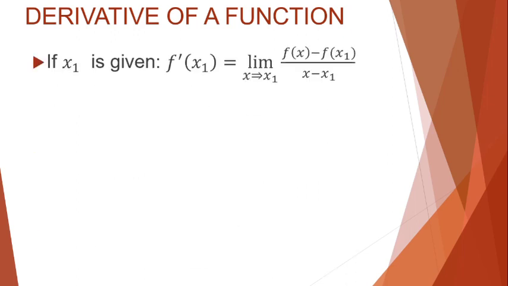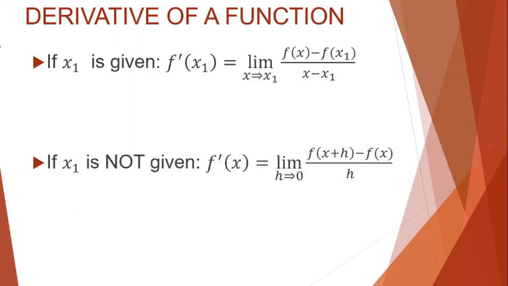Derivative of a function. If x sub 1 is given, this is your formula: f prime of x sub 1 is equal to the limit of f of x minus f of x sub 1 all over x minus x sub 1 as x approaches x sub 1. And if x sub 1 is not given, in other words, if the coordinate point is given, you can use this formula. If not, you can use this. This is also called the alternative solution for finding the derivative: f of x plus h minus f of x all over h.